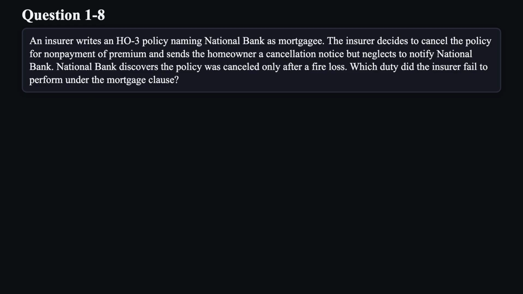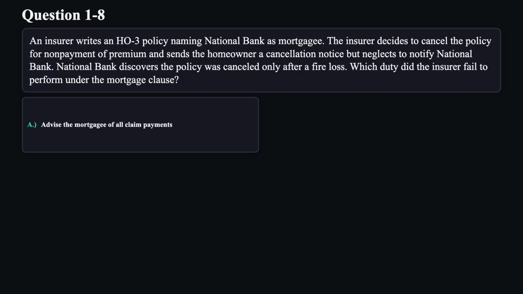Question 8. An insurer writes an HO3 policy naming National Bank as mortgagee. The insurer decides to cancel the policy for non-payment of premium and sends the homeowner a cancellation notice, but neglects to notify National Bank. National Bank discovers the policy was canceled only after a fire loss. Which duty did the insurer fail to perform under the mortgage clause?